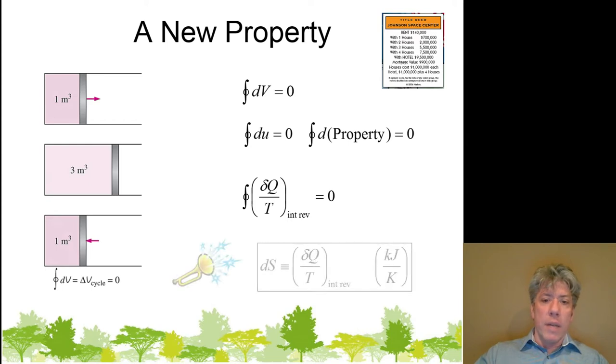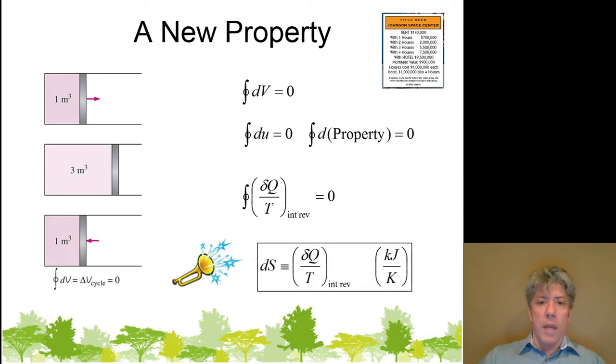But what's interesting about this is a new property. Just like we can talk about differential changes in volume, differential changes in internal energy, this dQ over T we will define as a differential change in entropy. So that's what that three line equals sign means. We're defining dS, a differential change in entropy, which we now recognize as a property of the system, as dQ over T. Now notice this definition only holds for an internally reversible system, and the units that we have are kilojoules per Kelvin.